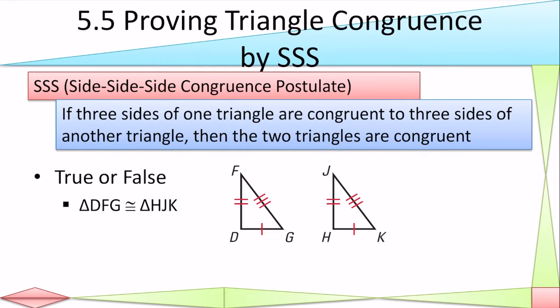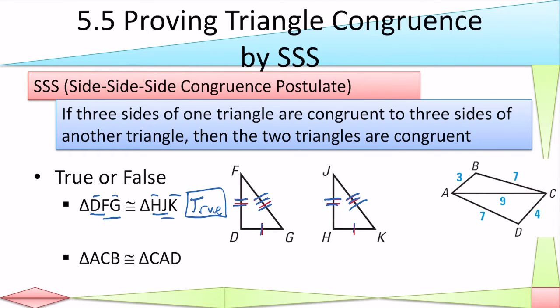But then we have to check and see, is the order of the letters correct? So our first two letters, DF, is that congruent to HJ? Yeah. Let's check the last two letters, FG and JK. FG, JK. Yep. And then our first and our last are DG and HK. Yes. So the order of the letters is also correct. So true, they are congruent.